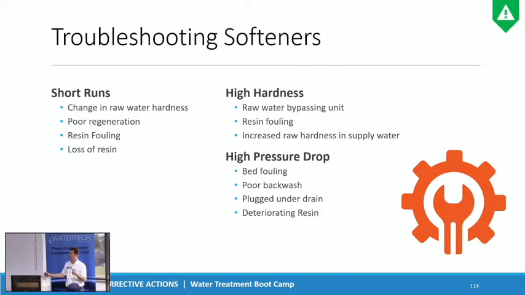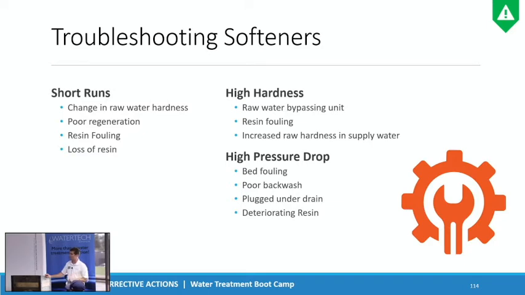So, hey, I have high hardness in my cooling tower. Oh, I found that there's a bypass valve that got opened somehow, and so we were adding straight city water in and it was skipping the softener. Again, maybe more resin fouling or increased hardness in the raw water supply. And then pressure drop is typically due to bed fouling or the drain is plugged, et cetera. So again, typically when you have softener issues, reach out to your water treatment partner and they can help walk you through, okay, we'll check this, this, and this, and then we can maybe figure out from there.